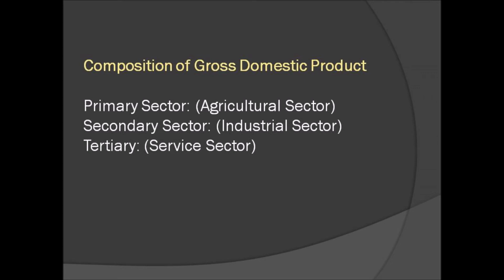Composition of gross domestic product. The Indian economy is broadly divided into three sectors. They are the primary sector, secondary sector and tertiary sector. First is the primary sector. The agricultural sector is known as the primary sector, in which agricultural operations are undertaken. It not only includes agricultural operations like farming and cultivation, but also agriculture-based allied activities like production of raw materials such as cattle farming, fishing, mining, forestry, corn, coal, etc.